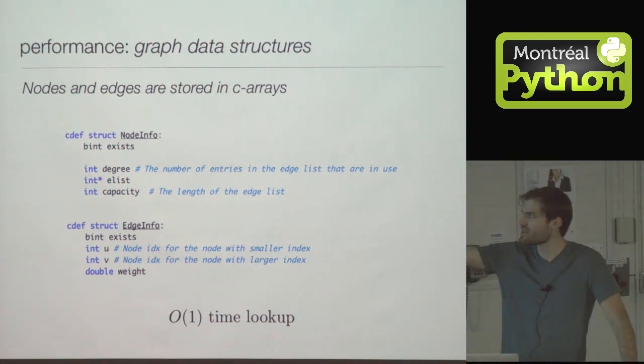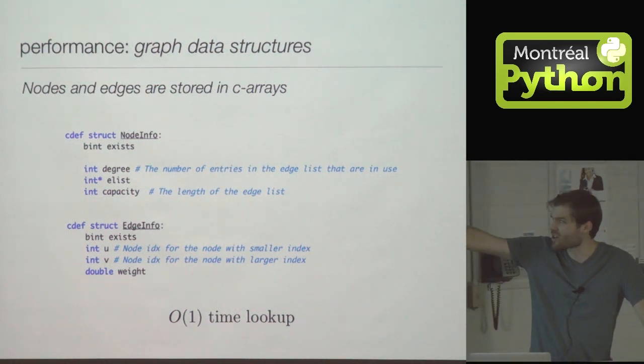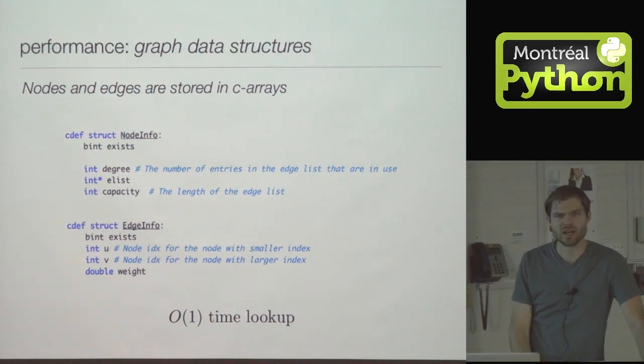So here you can see node information. We declare them as integers. And there you have int star. So we're actually using pointers that are not native to Python.